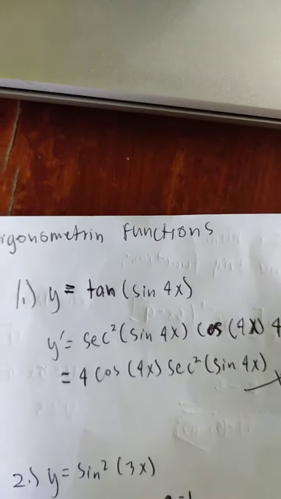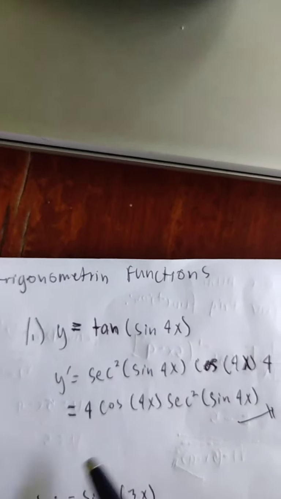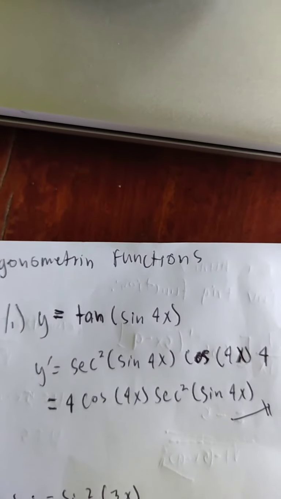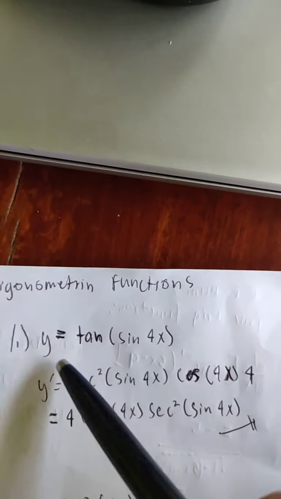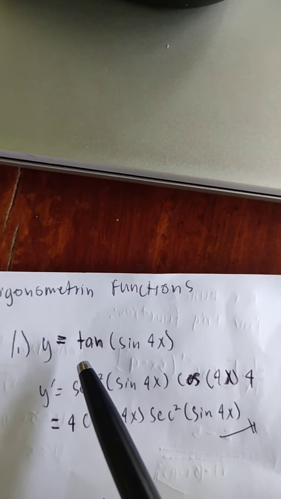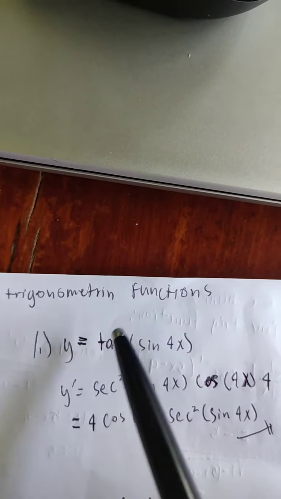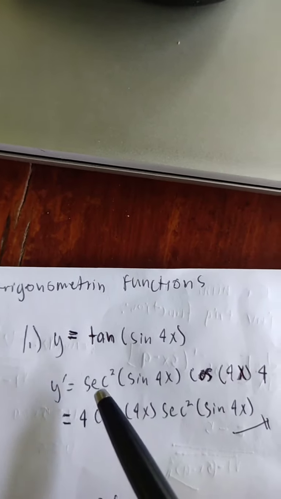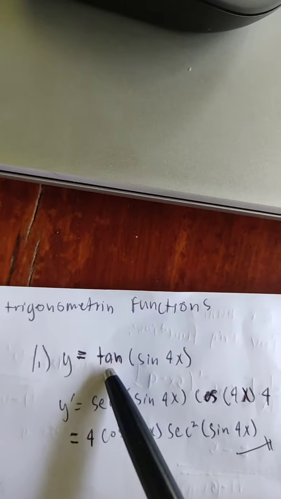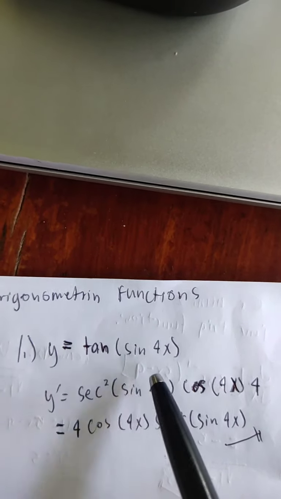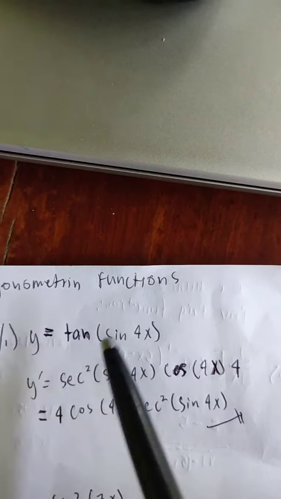So for example number 1, we have here y equals tan of sine 4x. So how do we get the y prime for this? First of all, we need to get the derivative of the first term, which is the derivative of tangent. That would be secant squared. And the angle for tangent is sine 4x. So we just need to input sine 4x as the angle for secant squared.